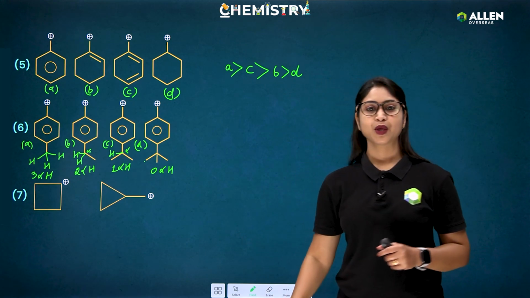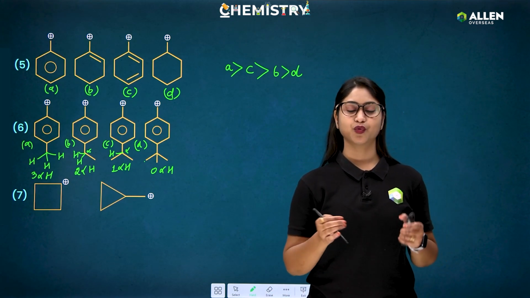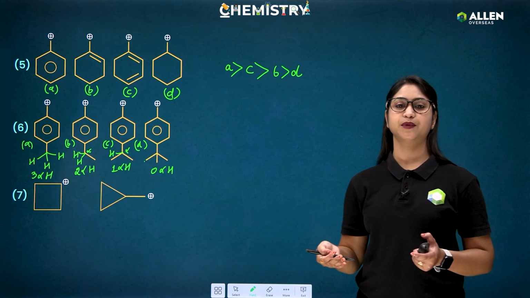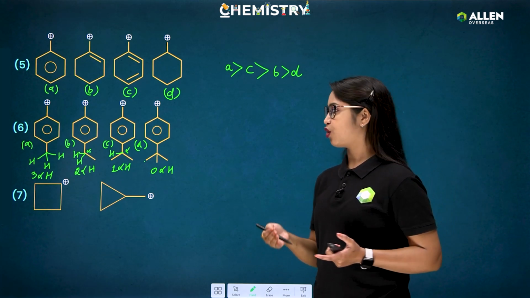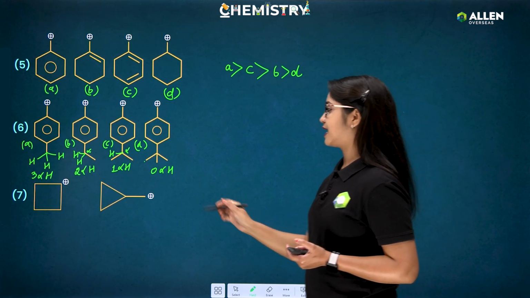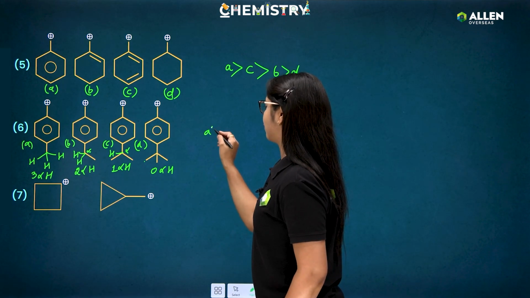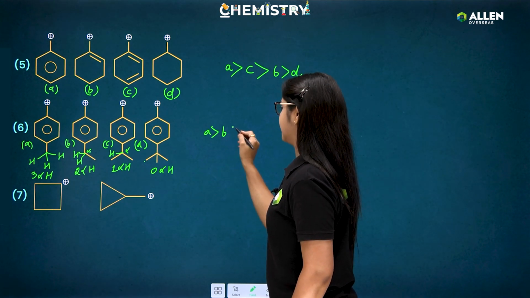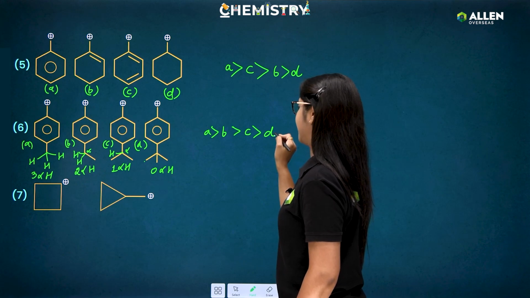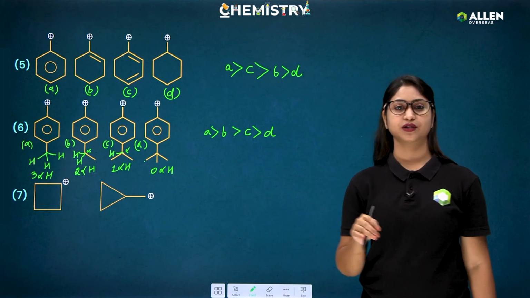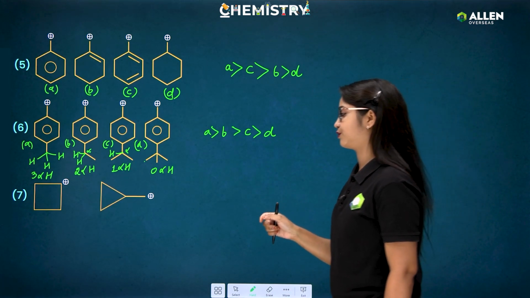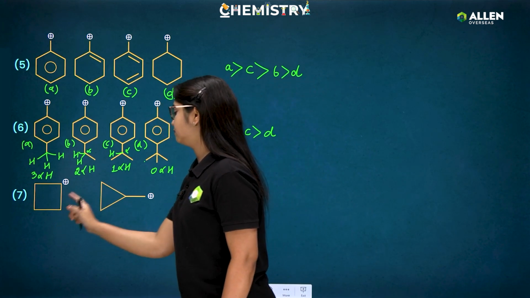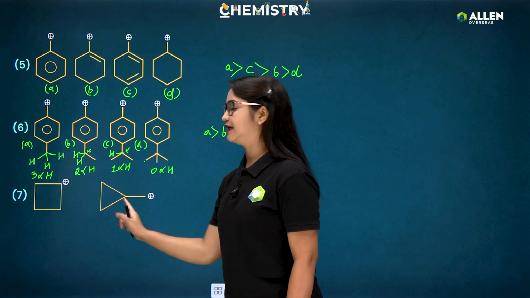Now we know the more the number of alpha hydrogen, the more the hyperconjugation, the more the stability of the carbocation, right? So that's why A will be most stable, then B, then C, and then D. So A, B, C, D, this decreasing order we are getting in this question. Now the 7th one. In the 7th one you have cyclic compounds.